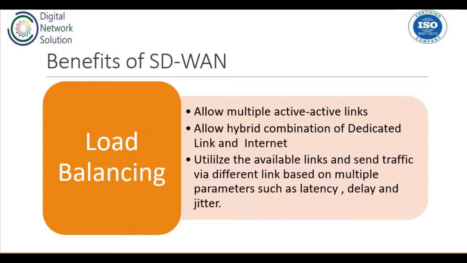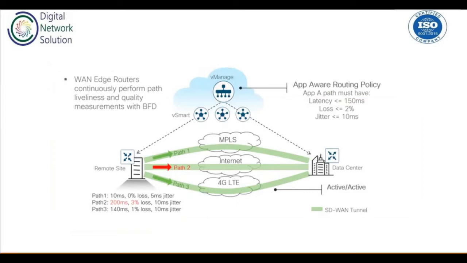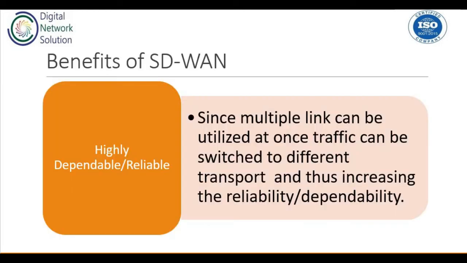Load balancing. We can have multiple active links at the same time. This allows for the load balancing and we can utilize the link based on the parameters such as latency, delay, jitter, etc. Here is an example of load balancing through multiple transports such as MPLS, Internet, and LTE. Highly dependable, reliable. Another benefit of Cisco SD-WAN is dependability. Since multiple links can be utilized at the same time, we can easily switch the traffic in order to increase the reliability if one of the links is down.